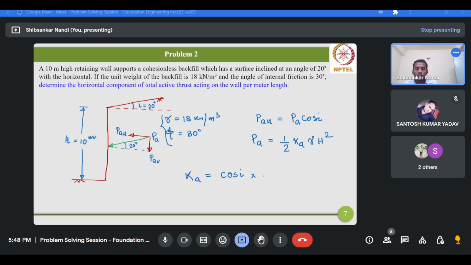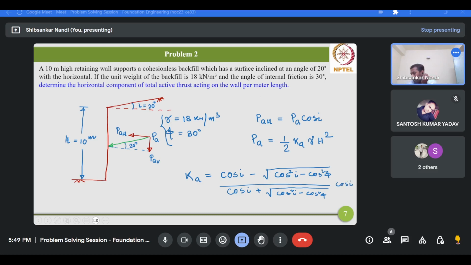So Ka is cos I multiplied by (cos square I minus root under cos square I minus cos square phi), divided by (cos I plus root under cos square I minus cos square phi).